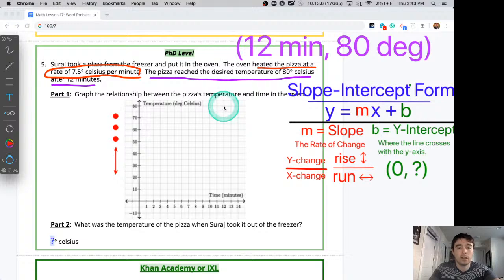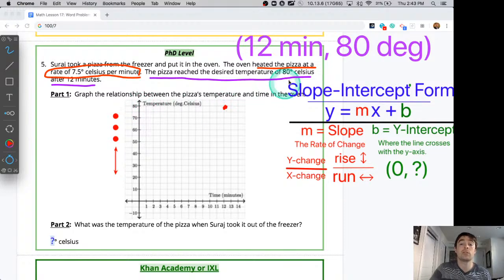dot right there. This dot that I just put in red here on the graph, where you'll be dragging that first dot, represents, hey, this pizza at the 12-minute mark, it hits the 80-degree temperature.